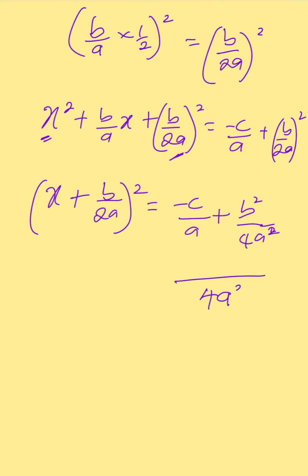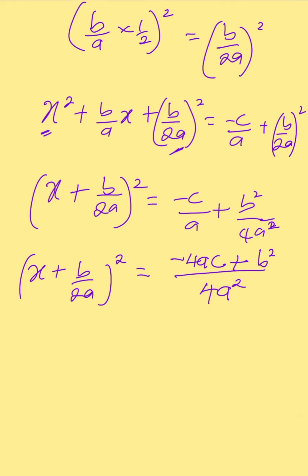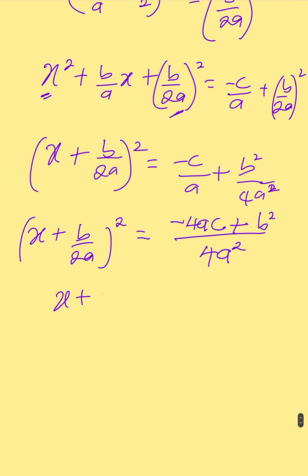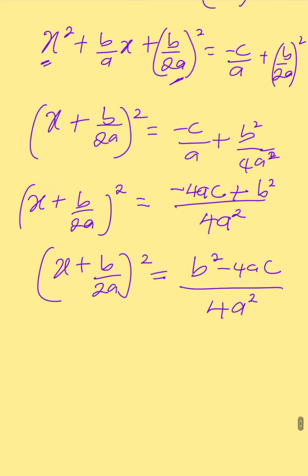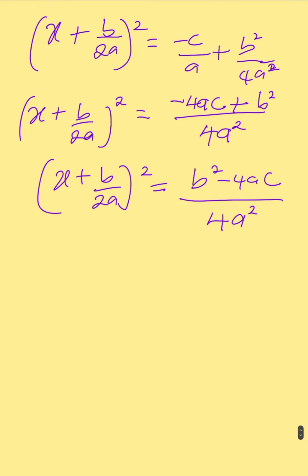You can simplify it. 4a squared is the denominator. 4a squared divided by a is 4a, times minus c, you have minus 4ac, plus 4a squared divided by 4a squared is 1. 1 times b squared is still b squared. Remember, everything on the left is x plus b over 2a all squared. Then, you are free to write b squared first before minus 4ac, then over 4a squared, because addition is commutative.